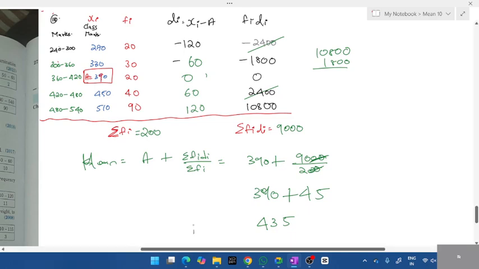Can you check the answer? Is this the answer in the textbook? Mean is equal to 435. FiDi. Okay.